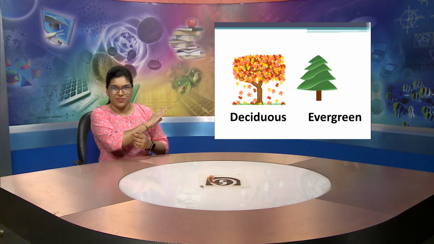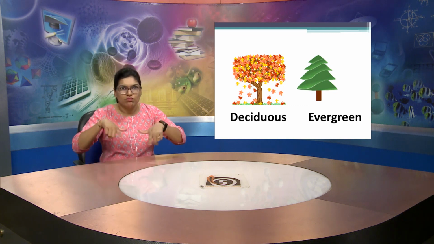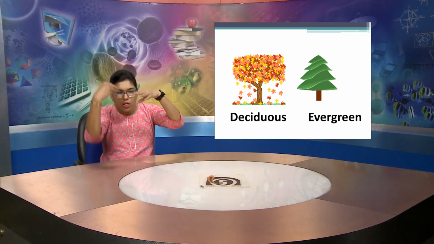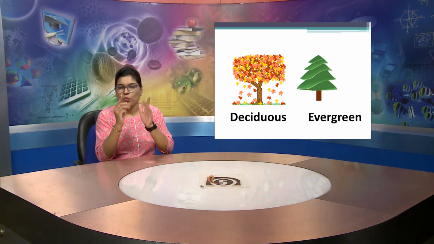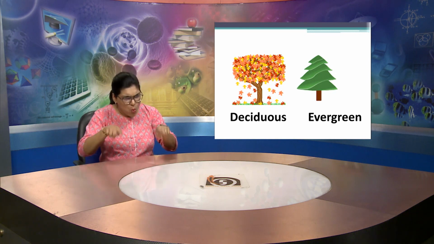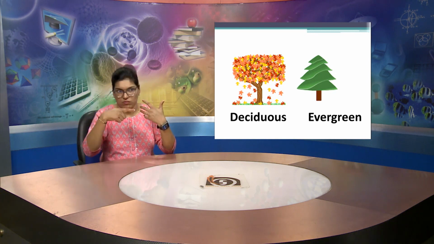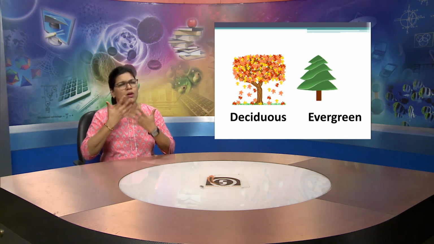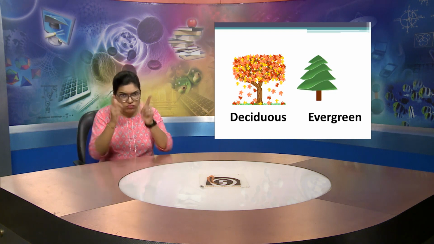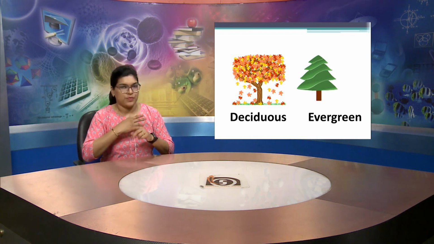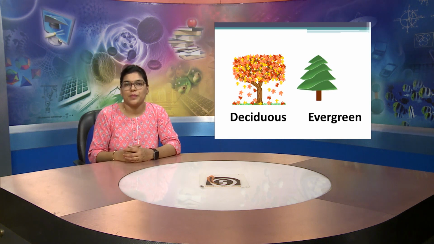Now this image is having two different pictures. The first is deciduous and the second is evergreen. See, the deciduous means when weather changes, the leaves of the tree fall down. So deciduous means a tree which has leaves, and those leaves fall away, fall down as the weather changes. And another word is evergreen, in which the leaves remain green always.